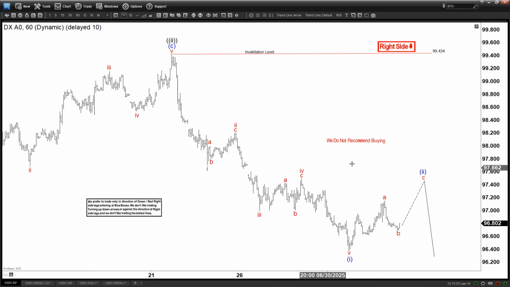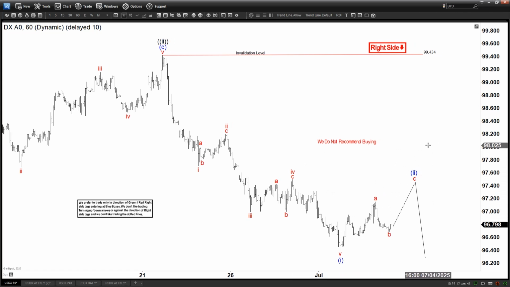So in the shorter time frame, it doesn't matter what it does. It will not change the higher time frame idea, and any rally in the shorter time frame is going to be considered just a correction, and it should fail again using the principle of 3 swings or 7 swings for the downside extension. So that's the idea here, guys.